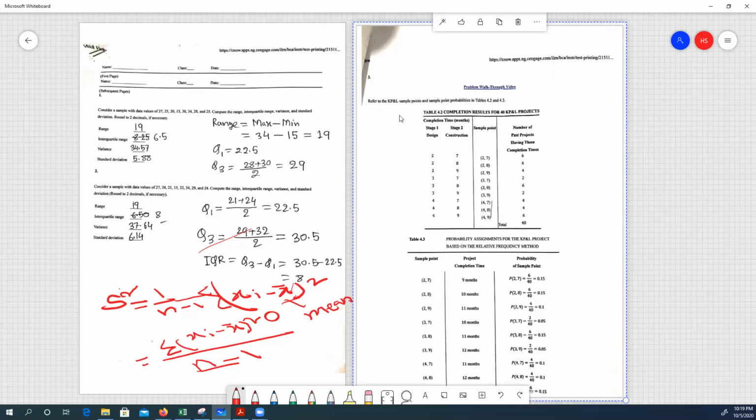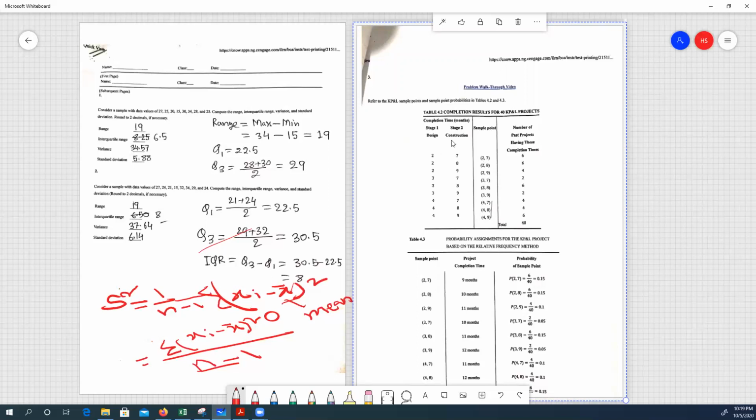So here you are given some information, and these are sample points and sample point probabilities. So what is the sample point? Each single outcome in the event is called the sample point, or in the sample space, a single outcome is called the sample point.